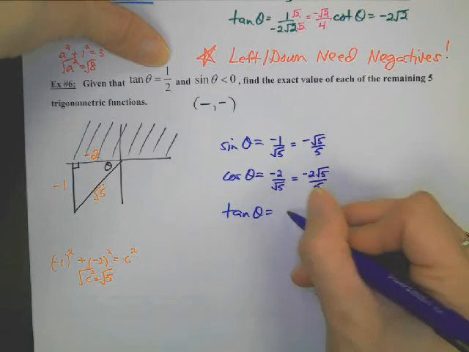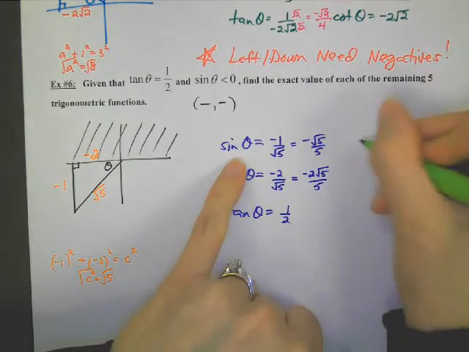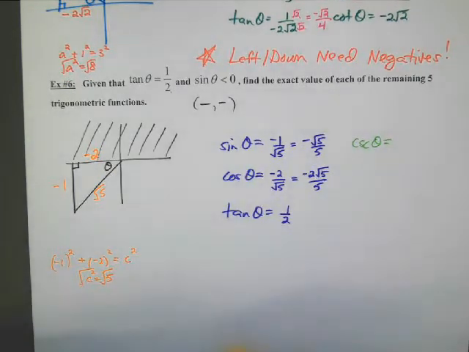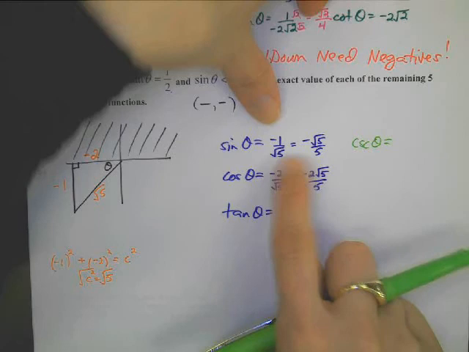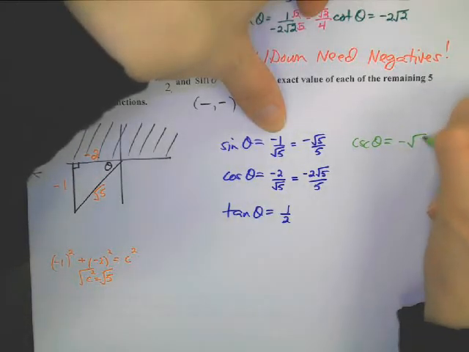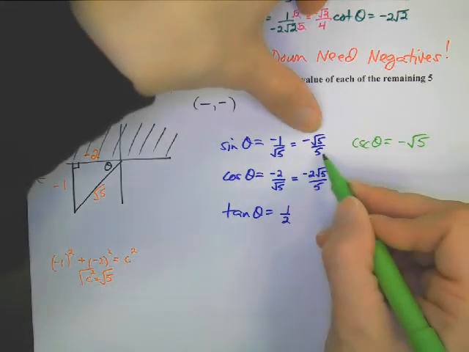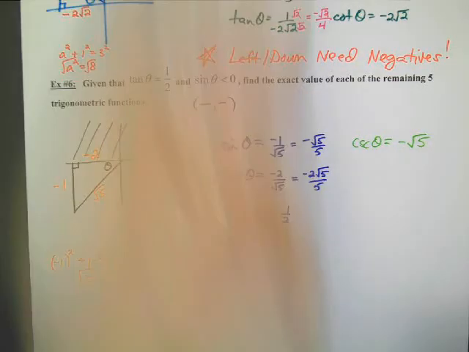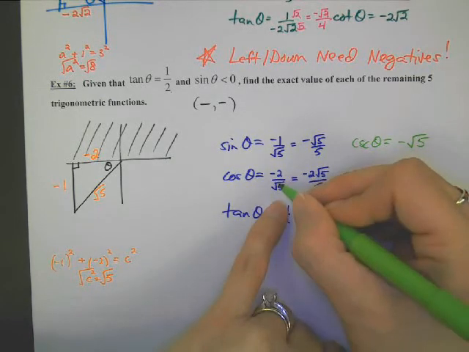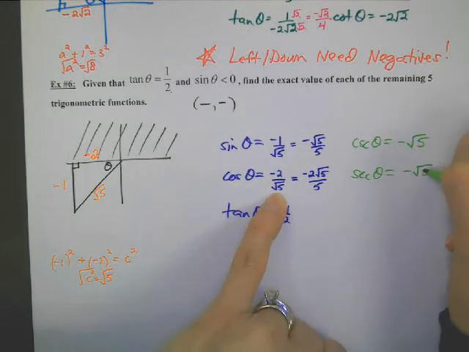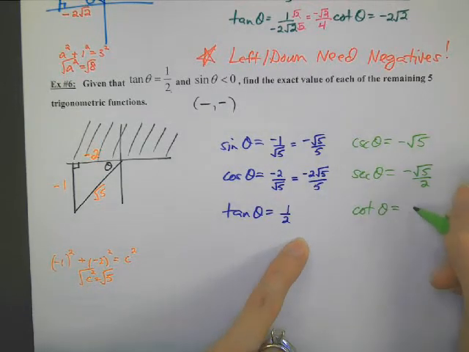Tangent, they told us, is 1/2. And the 3 reciprocals. Cosecant of theta is, oh, don't reciprocate that one. Reciprocate this one. Negative radical 5. Do you see why I like having the original one written down? It makes me not make a mistake, and it also makes this easier. Secant of theta is, oh, let's flip that one. Negative radical 5 over 2. And cotangent of theta is 2.